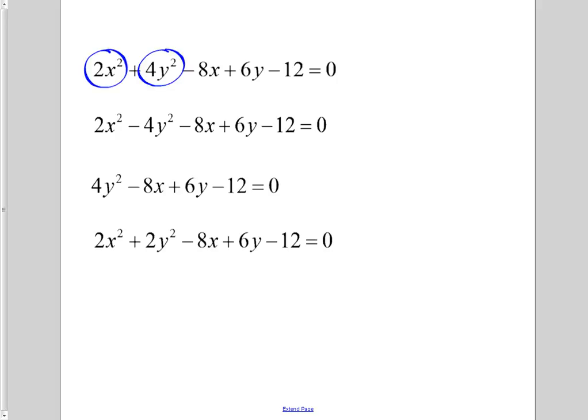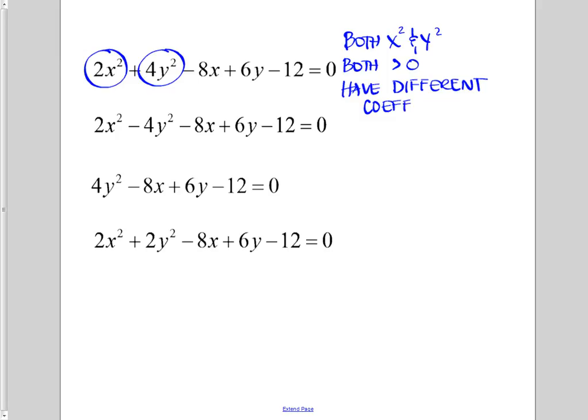If I look at these two values here, what I notice is that I have both x squared and y squared. They are both positive, both greater than 0, and they have different coefficients. So with these three features, that makes this an ellipse.